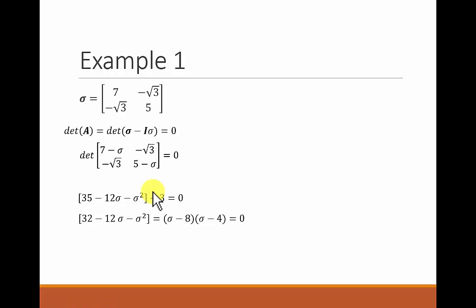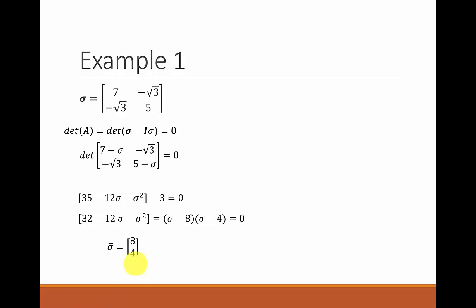Now I can solve and reduce, and we get a simple solution of 8 and 4. We'll talk a little bit more about the order that I put these values in. Notice the way I'm putting it is sigma 1 has the maximum value and sigma 2 has the minimum value. So I'm always going to rank them from maximum to minimum.